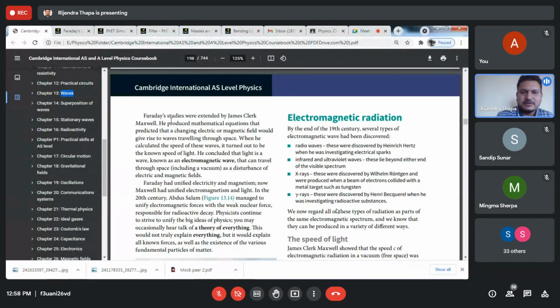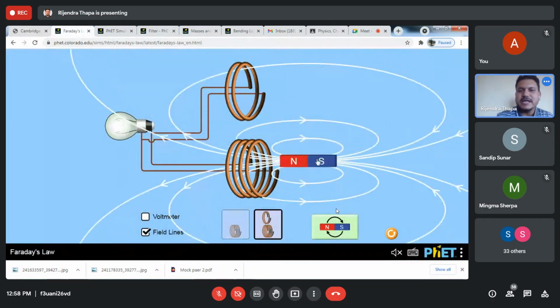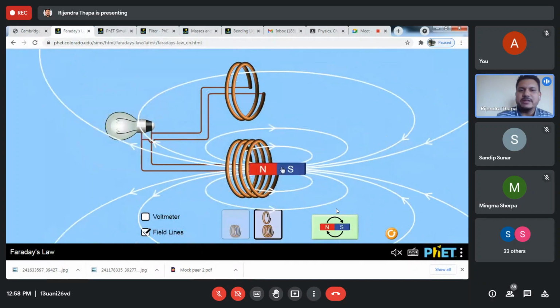And then here, Faraday unified that one. Okay, so we can say Faraday unified that one. By that, what we mean to say is that when there's a change in the magnetic field, then the current will be induced here.